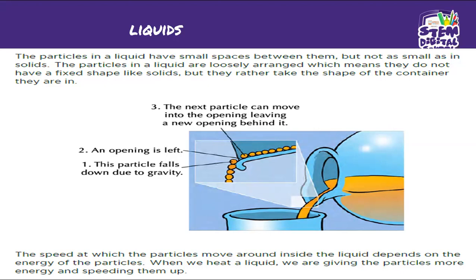The speed at which the particles move around inside the liquid depends on the energy of the particles. When we heat a liquid, we are giving the particles more energy and speeding them up. Let me give you a scenario: a typical example is when you are heating water in a pot on a hot plate or on a hot stove. When the boiling point is reached, you see bubbles moving up and down in a very random manner. So that's what we say: when we heat the liquid, we are giving the particles more energy and speeding them up. Remember, we said kinetic energy is the energy in motion. The energy that these particles have as they speed up is basically kinetic energy.